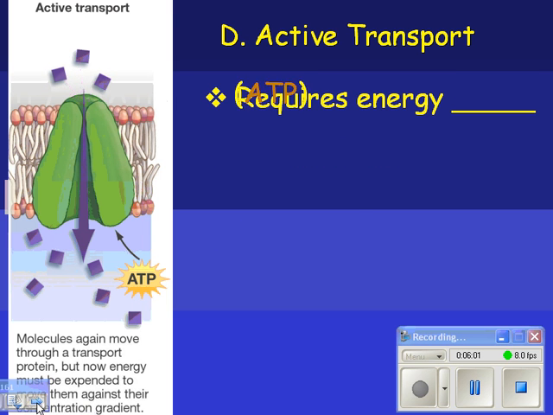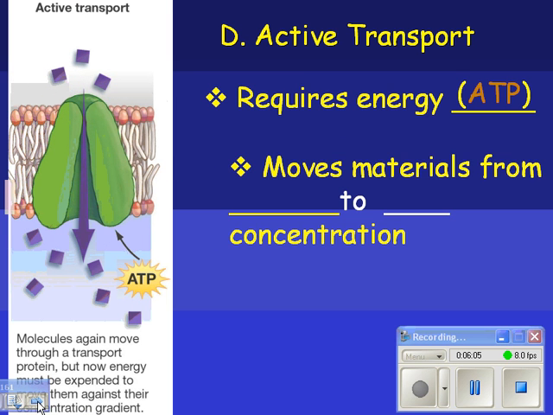So this one requires energy in the form of ATP. It moves materials from, ready? Low concentration to high concentration. This is opposite from what you've learned so far, right? So this is the first one that requires energy, and it goes in the opposite way. So this would actually be going up a concentration gradient.